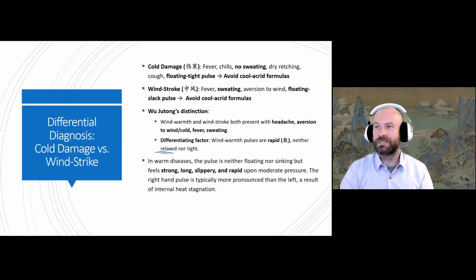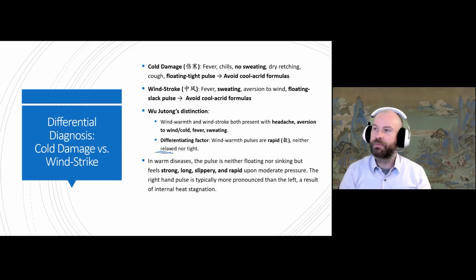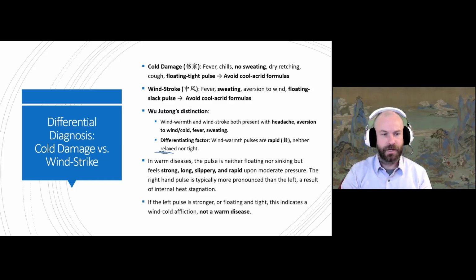He says, in warm diseases, the pulse is never floating or sinking, but they might feel strong, long, slippery, and rapid upon moderate pressure. A very famous commentator on the Wenbing Tiaobian, a guy called Qiao Bingnan, says that the right-hand pulse is typically more pronounced in warm disease than the left, and that this is a result of internal heat stagnation. He says if the left pulse is stronger or floating and tight, this indicates a wind-cold affliction and not a warm disease.